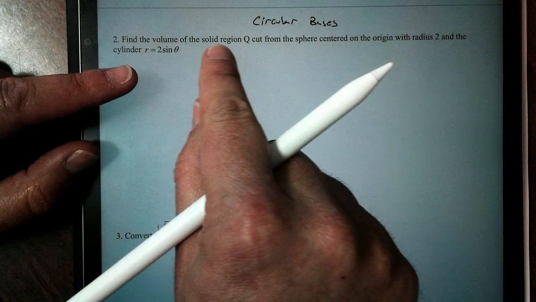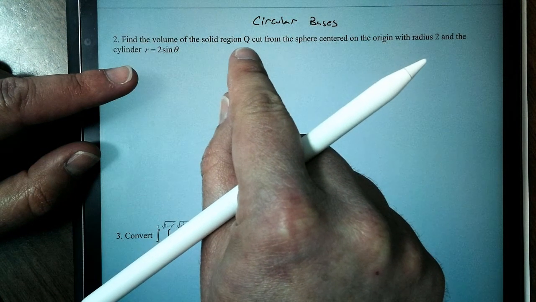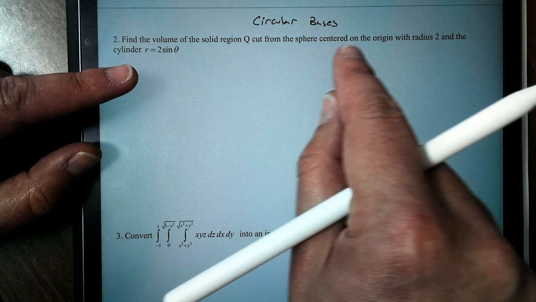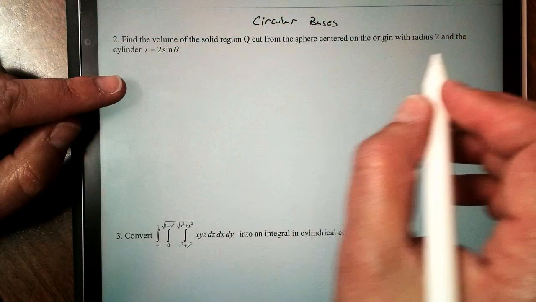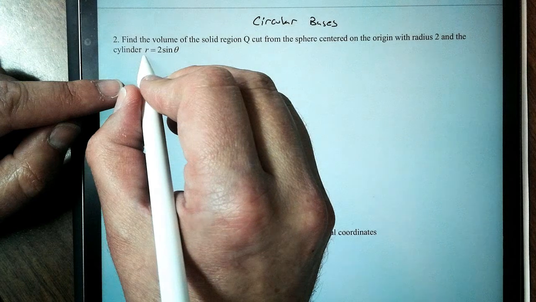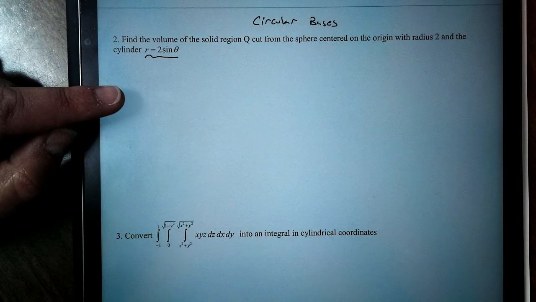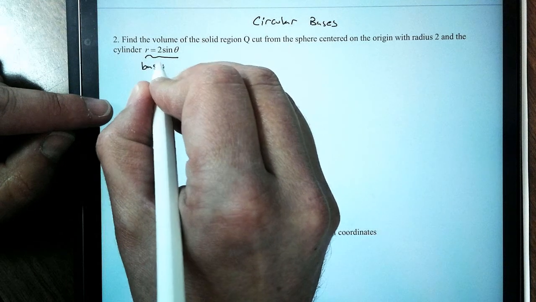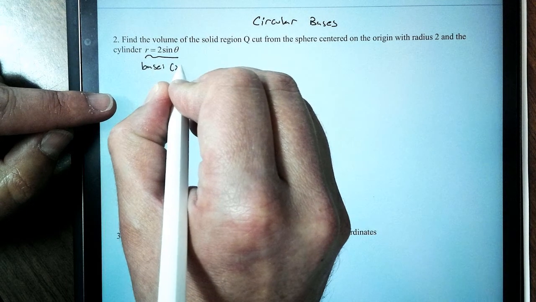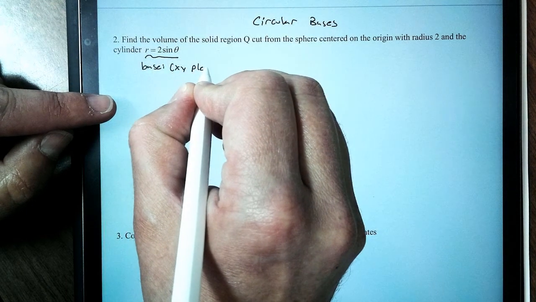We want to find the volume of the solid region Q cut from the sphere centered at the origin with a radius of 2. And we're going to restrict that to the cylinder r equals 2 sine theta. Now this is going to be our base. I know that because this is a polar coordinate and this is going to be on the xy plane.